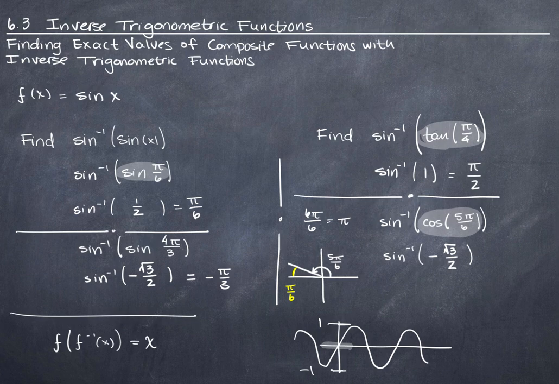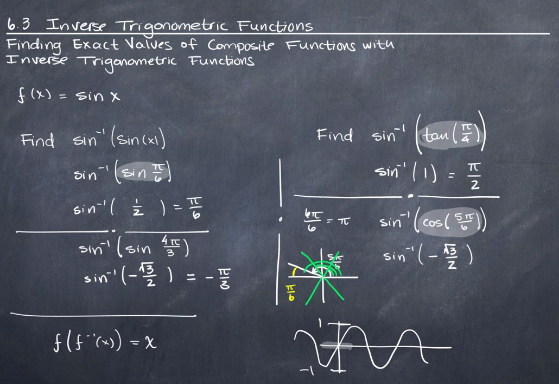So now what we need to do is find an angle whose sine is negative square root of 3 over 2. Well, it has to be one of the following. Because the sine of an angle is root 3 over 2 when the reference angle is pi over 3, it's either going to be pi over 3, or 2 pi over 3, or 4 pi over 3, or 5 pi over 3.